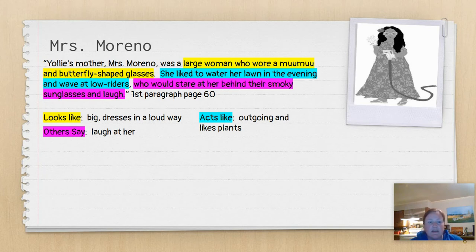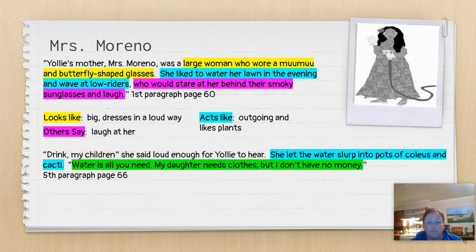Now let's take a look at the next piece of the text. "Drink, my children," she said loud enough for Yollie to hear. She let the water slurp into pots of coleus and cacti. "Water is all you need. My daughter needs clothes, but I have no money. But I don't have no money." Sorry. This is from the 5th paragraph on page 66.